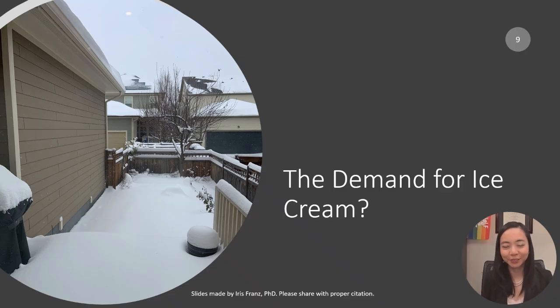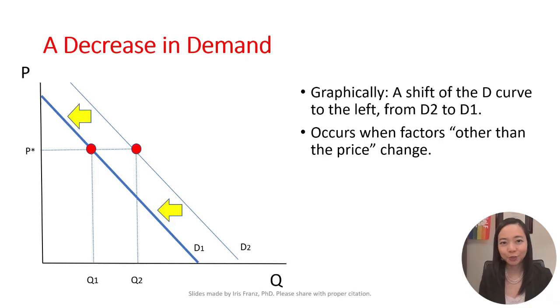Now consider this picture. In this kind of weather, what happens to our demand for ice cream? In this situation, there is a decrease in demand. Even though the price of ice cream might remain the same, we just consume fewer scoops of ice cream. We may want hot chocolate instead.